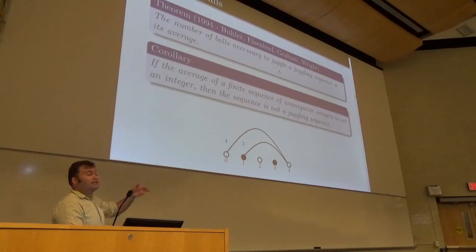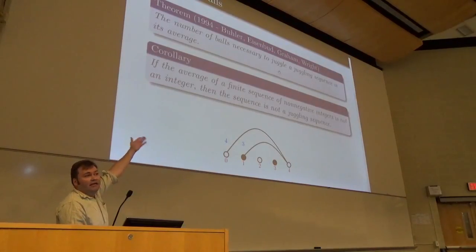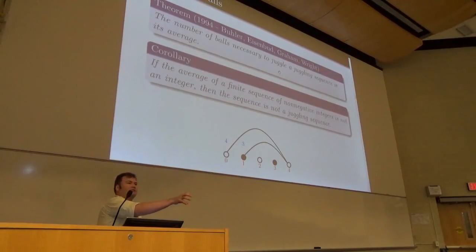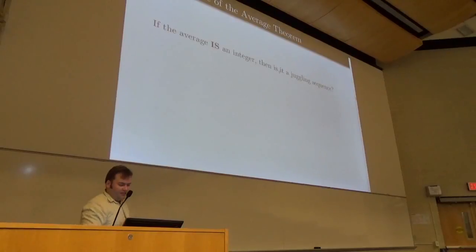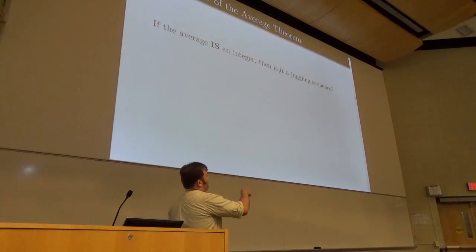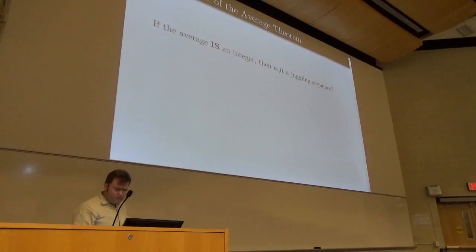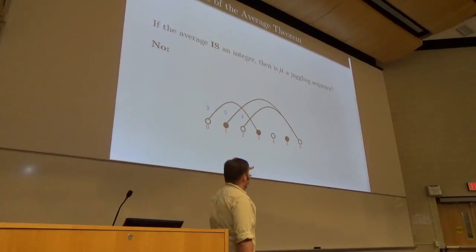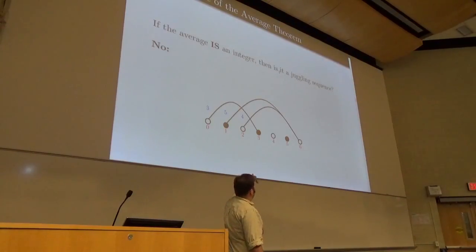Okay, but now here's something you could ask. Is the converse of this statement true? The converse would be, let's say you make up a sequence and you get an integer for the average. Is that thing actually a juggling sequence, right? So that would be the question. If the average actually is an integer, then is it a juggling sequence? Well, it turns out that that's not going to happen because you could just build an example. Like, you guys see that a 5 followed by a 4 is going to be a problem because if you have a 5 and then a 4 in your sequence, those two balls are going to return at the same time.